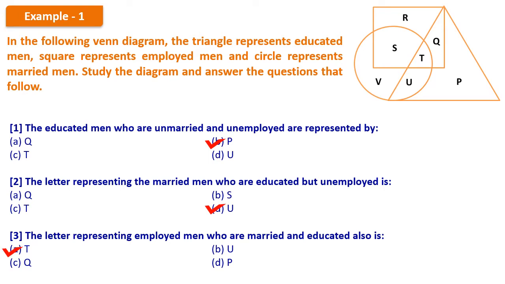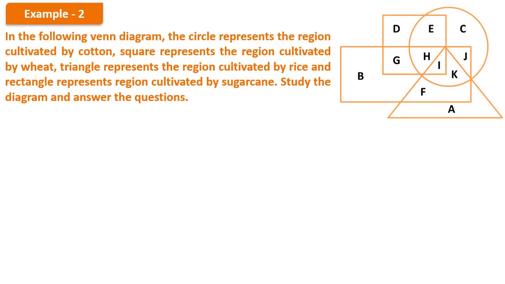So such type of questions are very popular in competitive exams. Let's look at another example. Example number 2. In the following Venn diagram, the circle represents the region cultivated by cotton. Square represents the region cultivated by wheat. Triangle represents the region cultivated by rice. And rectangle represents the region cultivated by sugarcane. Study the diagram and answer the questions.